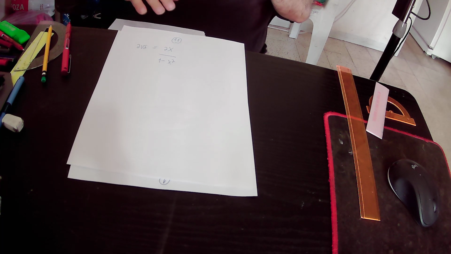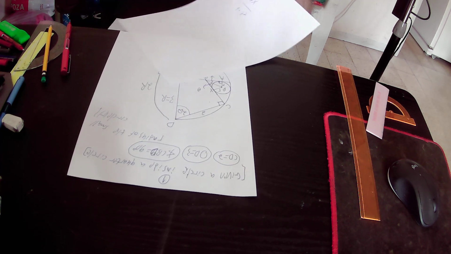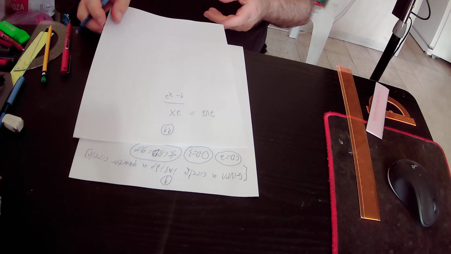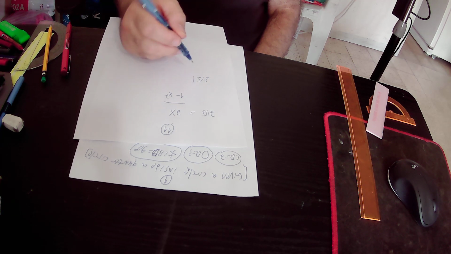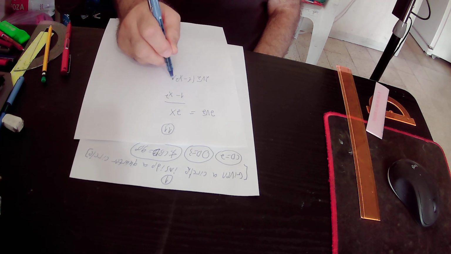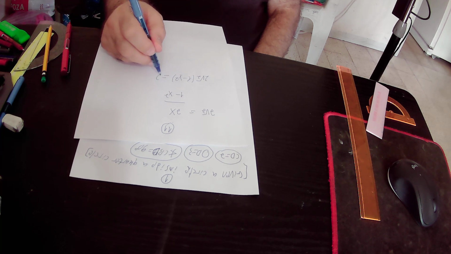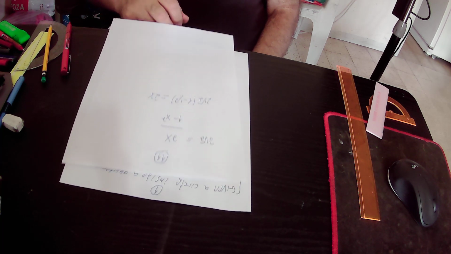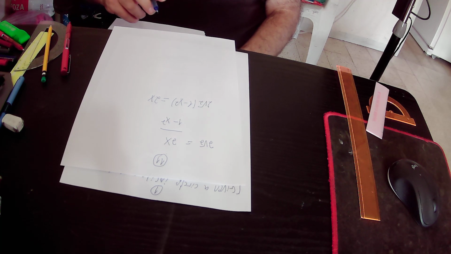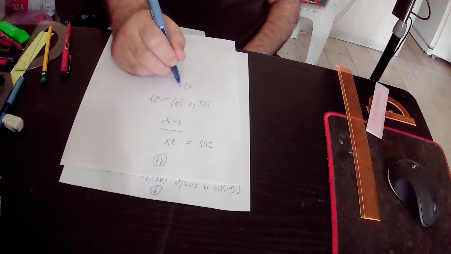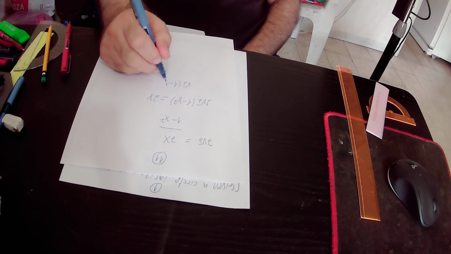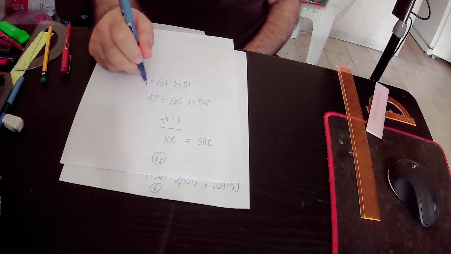Here we will cross multiply this expression, and we will get that 2 times root 2 times 1 minus x squared equals 2x. Here we will divide this equality by 2, and we will get that root 2 times 1 minus x squared equals x.